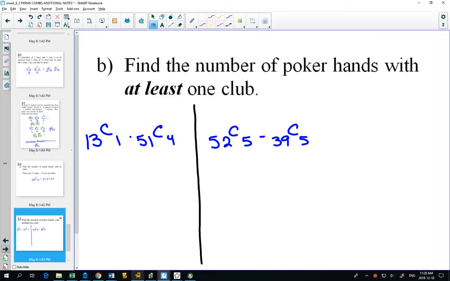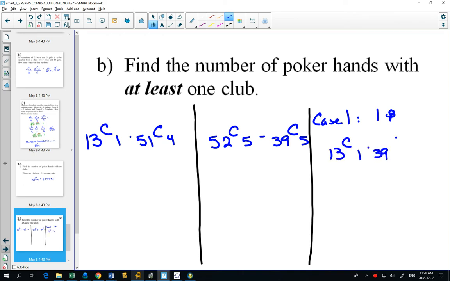And sales pitch number 3, I'm going to use cases. I'm going to count case 1 with 1 club. I have my 13 clubs. I choose 1 of them. I have my 39 other cards. I choose 4 more. This will count all of the hands with 1 club.